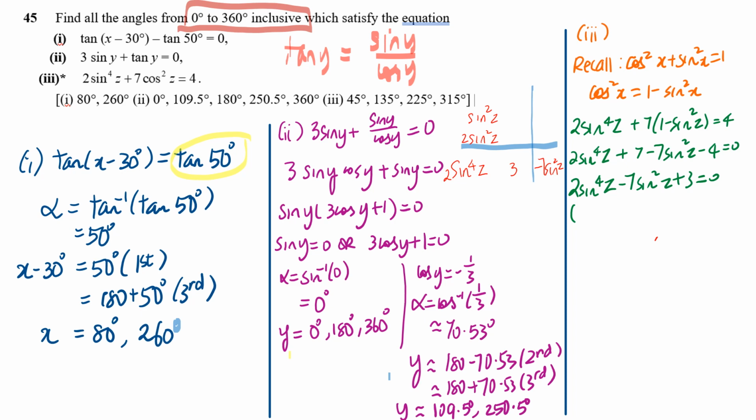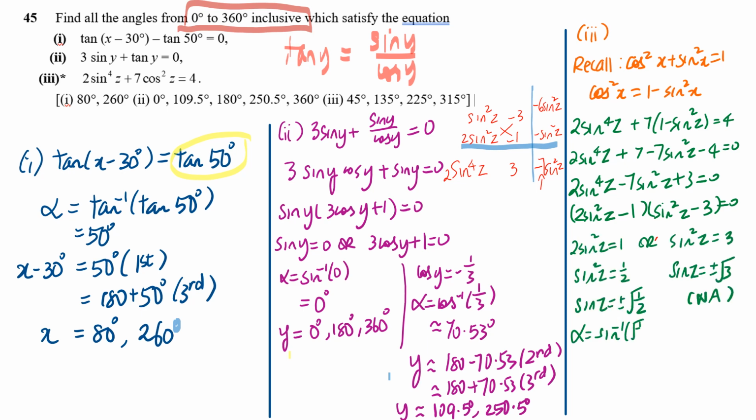And what are the factors of 3? Can be -3 and 1. Oh, -3 and -1. It must be -3 and -1 because I need a positive 3 here. So you need -3 times -1 to get the 3. And then here will be -6 sine square z. Here will be negative sine square z. So that's how you get your -7 sine square z here. Okay, so you can still factorize it. It's not very difficult, but it can be done.